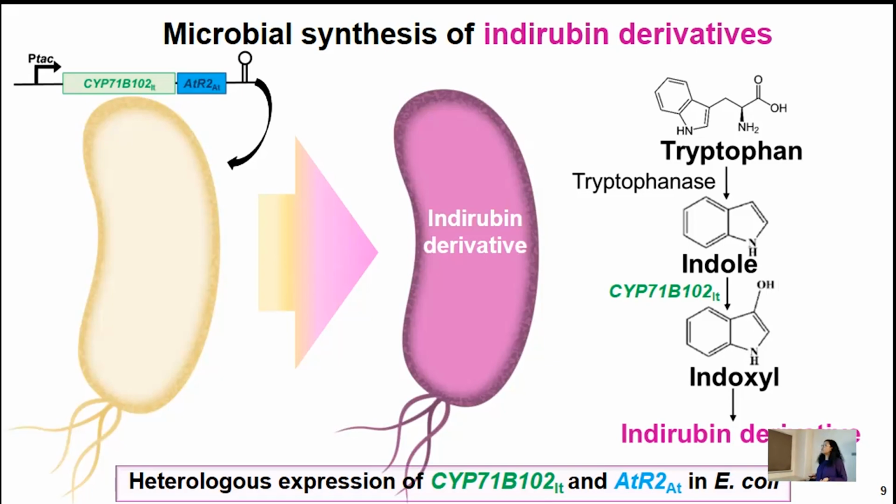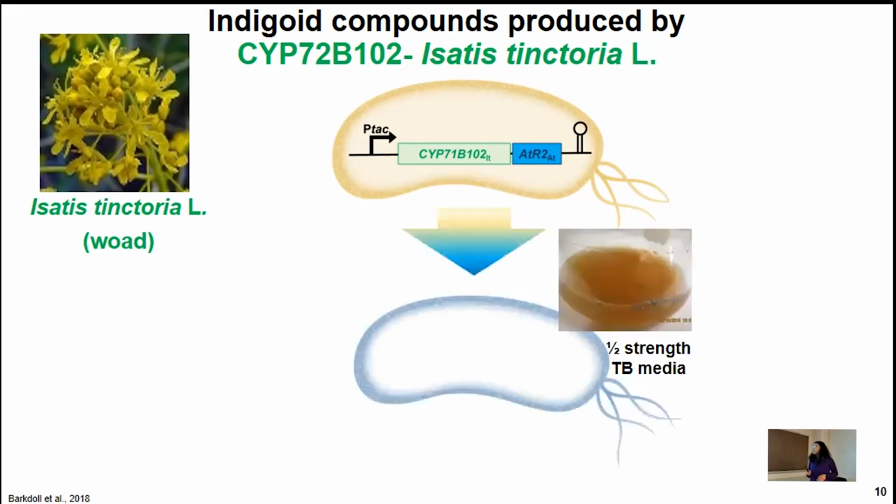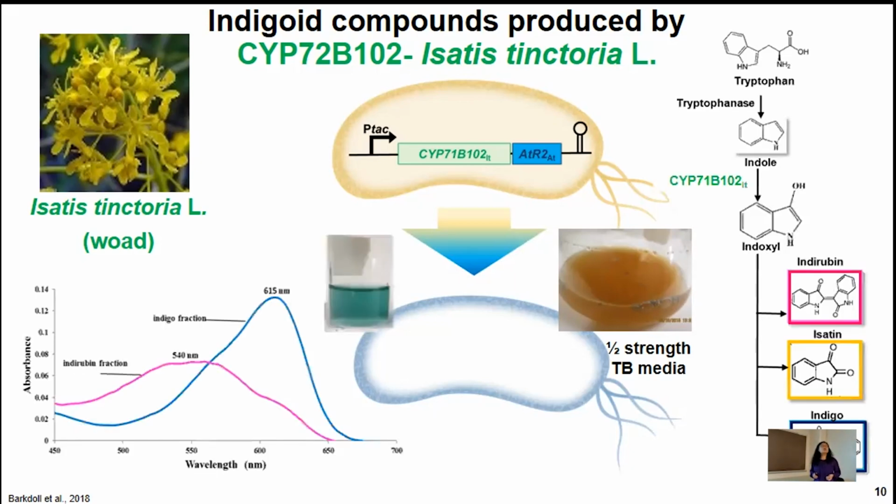And in fact, heterologous expression of the plant P450 and the plant reductase was done in E. coli by Lakshmi, one of the students from Dr. Antarola's lab. When she expressed that gene in E. coli and cultured that engineered E. coli strain in half TB medium, she found blue colored bubbles forming on the surface of the culture. And she also confirmed that the blue extract has three of the indigoid compounds, that is indirubin, isatin, and indigo. And obviously, the highest was indigo.